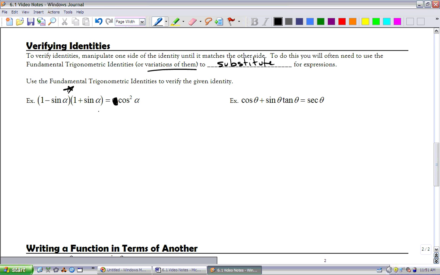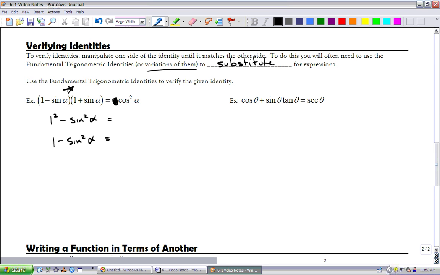So what I'm going to do here is, I see two factors here. I need to get to one term, okay? So I'm going to go ahead and multiply these out. Now if I do that, you should recognize that this is the difference of squares. So I'm going to get 1 squared minus sine squared alpha, which is just 1 minus sine squared alpha.